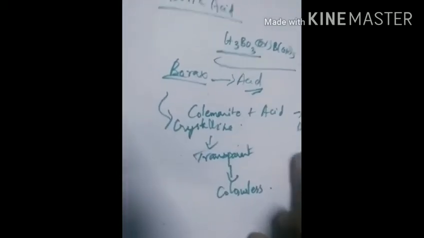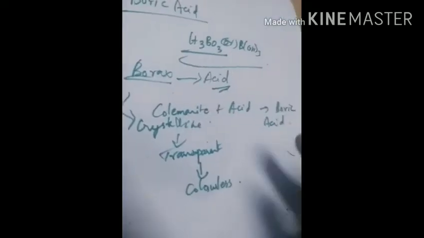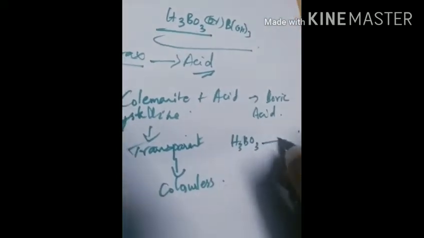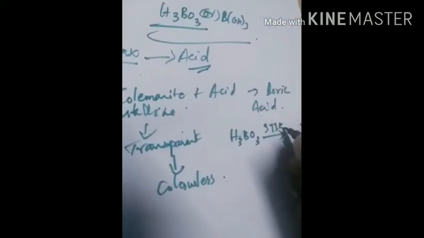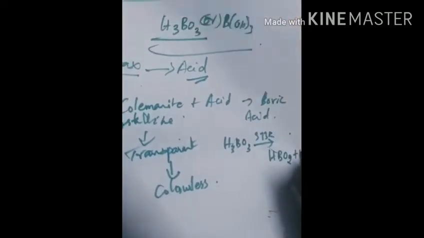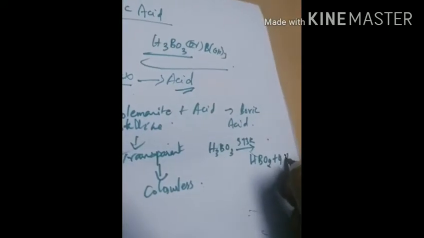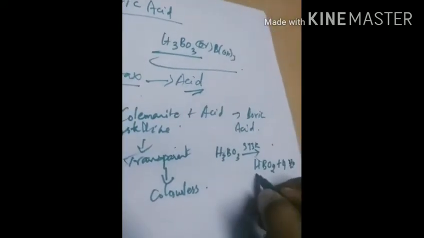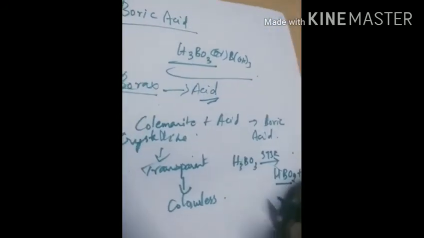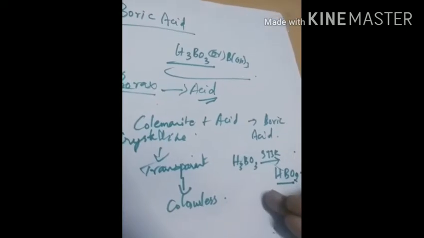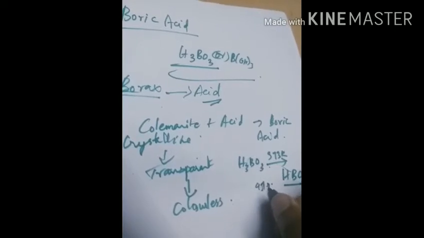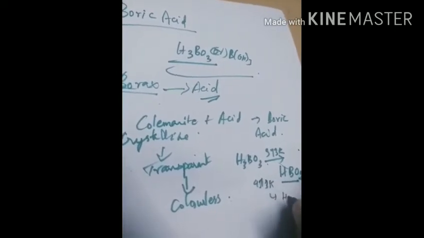This is what happens when boric acid is heated under different temperatures. So I am taking H3BO3. I am going to boil it. First I am taking 373 Kelvin. If I take 373 Kelvin, HBO2 is formed, which is nothing but boric oxide plus water. It will turn into oxide because it is going to an oxidation state. So if we treat it at 413 Kelvin, it will become H2B4O7.